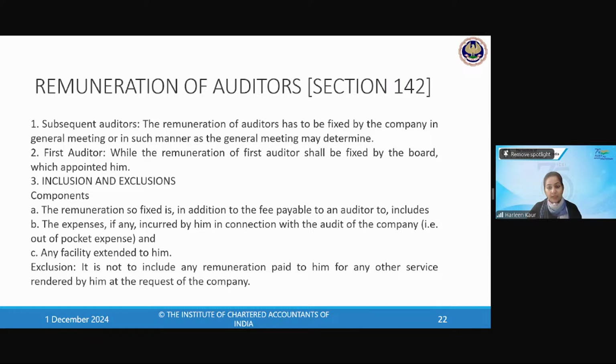Yes, Khushbu, it is as per this. So the remuneration that we are talking about, decided by the shareholders in the general meeting, is for the subsequent audits. For the first auditors, the board of directors are going to fix the remuneration. Is that clear, everyone? Now here I want to ask you one thing.